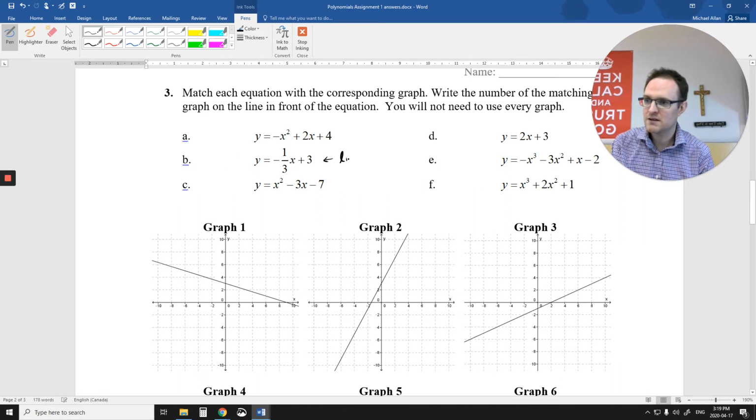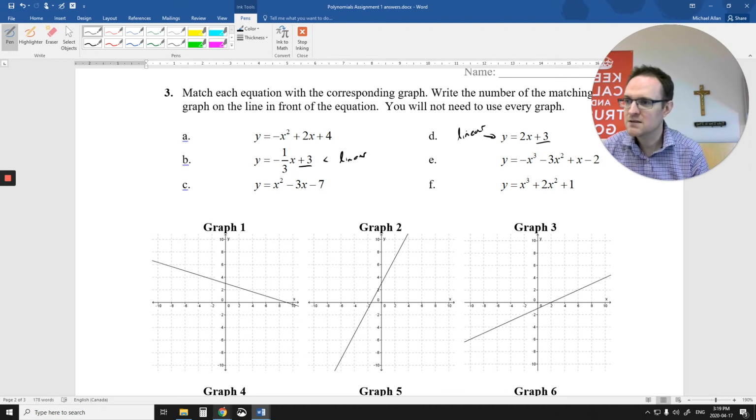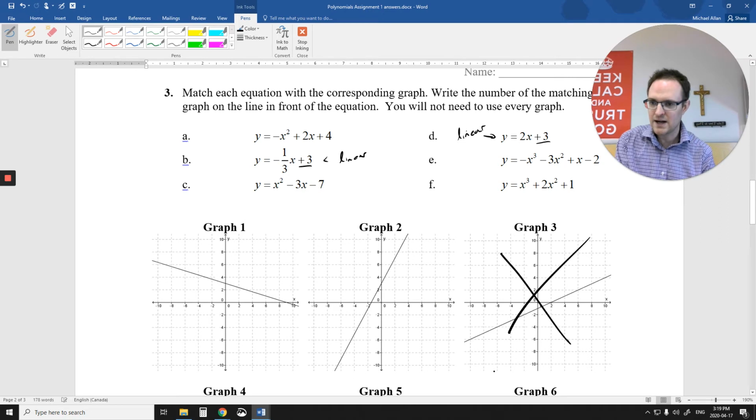So like this one here, that's linear. This one here is also linear. So these ones are going to match graphs 1, 2, or 3. You'll then look at where they cross the y-axis. My bad, the constant is the y-intercept. They both cross at 3. So I'm going to cross off graph 3 because that's the wrong y-intercept. So these ones cross at 3. Both are 3, so that's good.